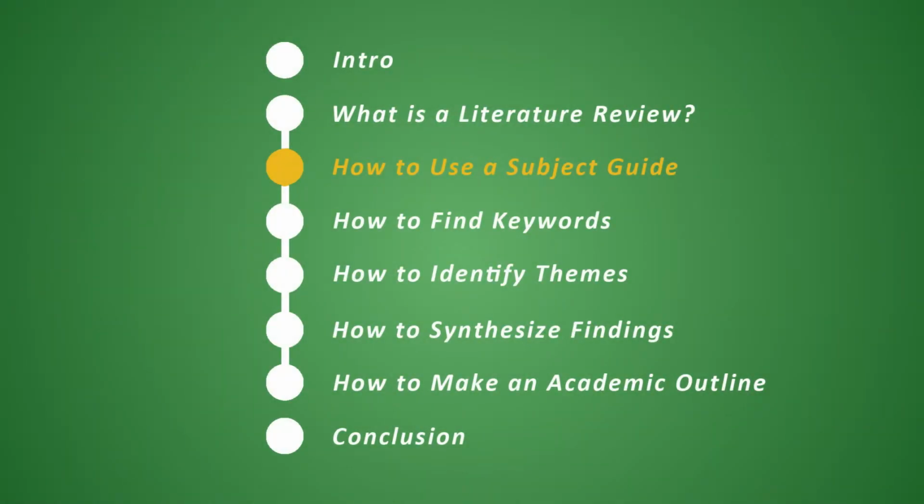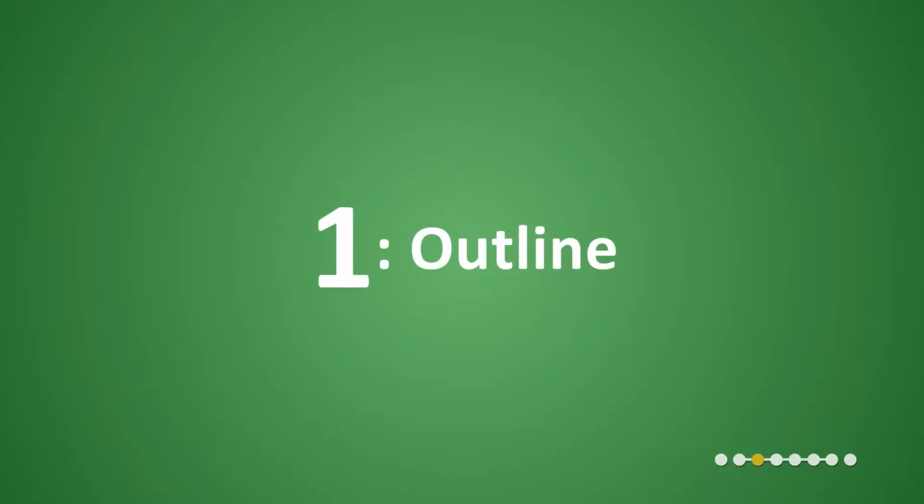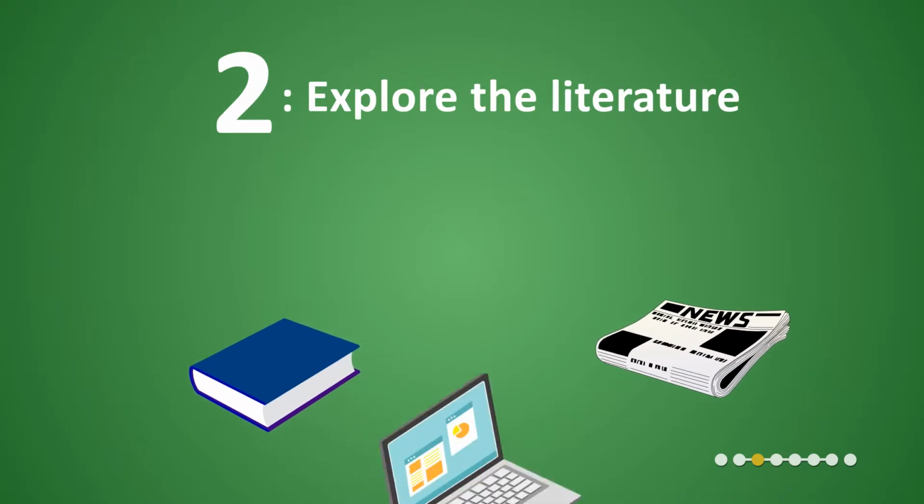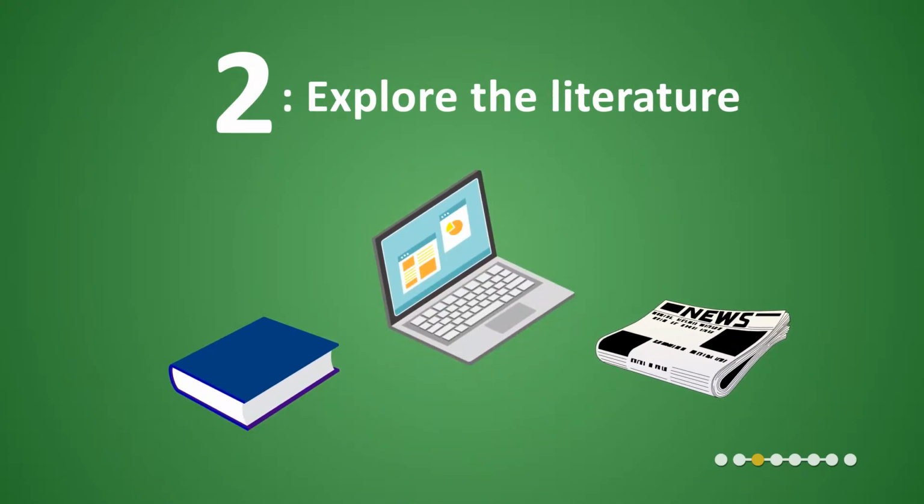This is video 3, How to Use a Subject Guide. The first step in any research project is to broadly outline what your topic is. Once you've decided on a promising general direction for your research, the next step is to actually explore the literature and strategically analyze what information will help you write the best literature review possible.